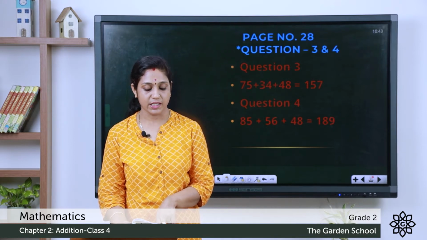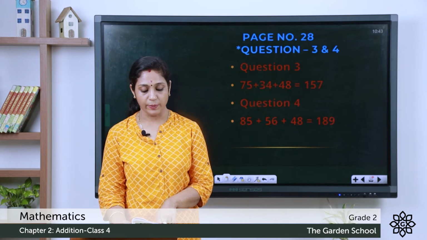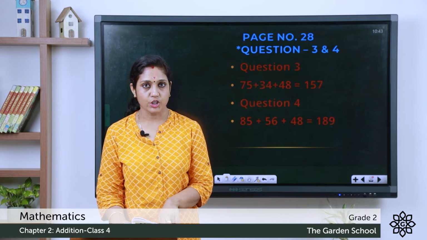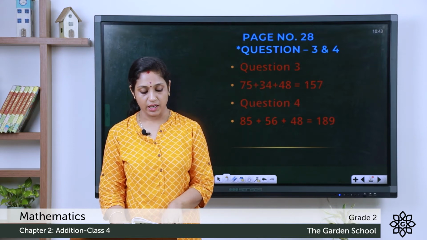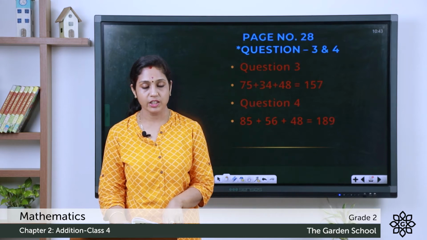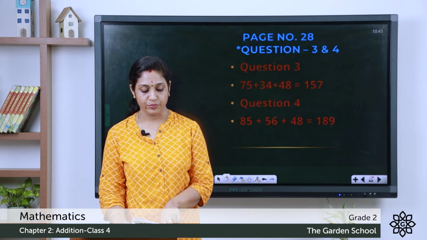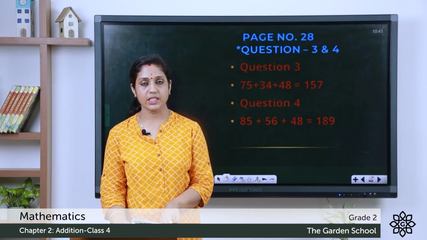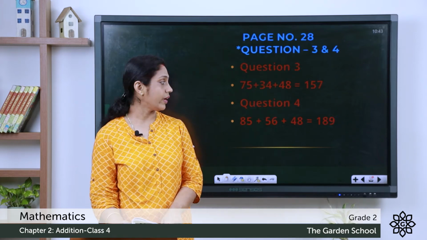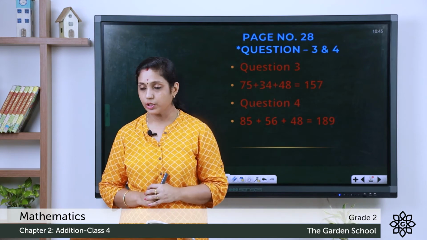So, how can we write the steps? Number of toy cars in the shop is equal to 85. Number of soft toys in the shop is equal to 56. Number of board games in the shop is equal to 48. Total number of items is equal to 85 plus 56 plus 48, which is equal to 189. Let's move on to page number 29.